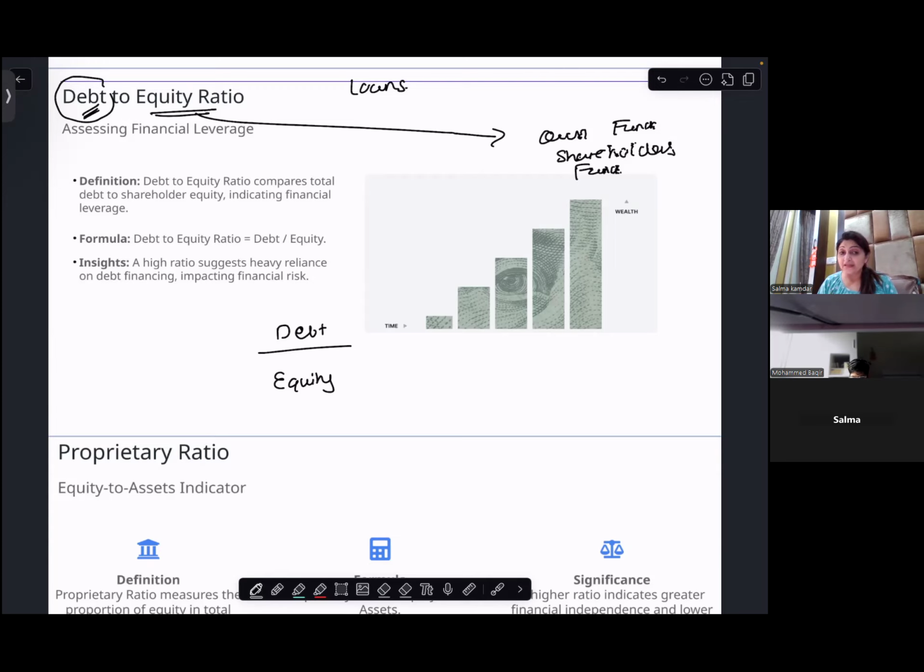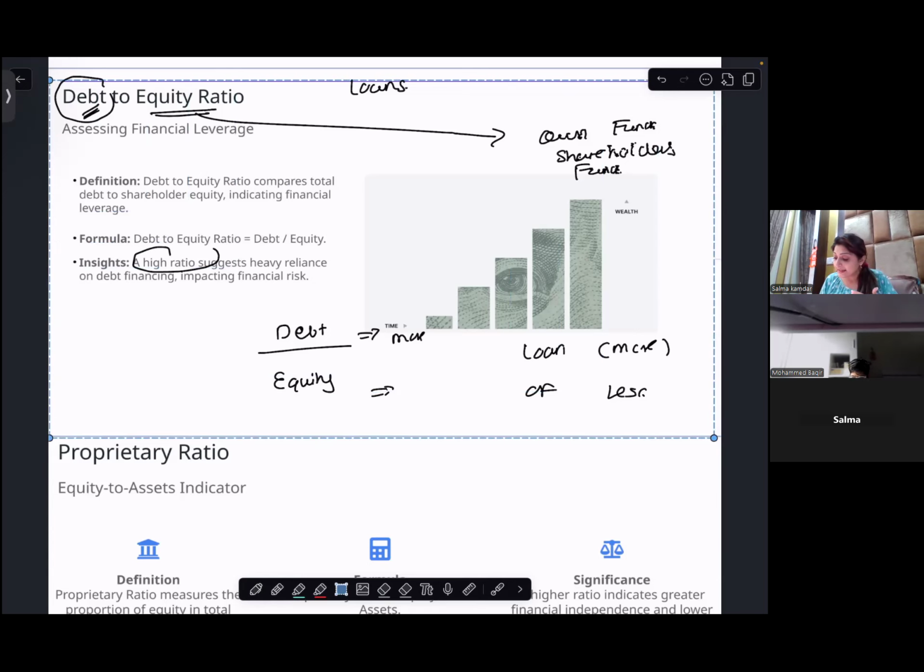So debt to equity ratio, what does it compare? It compares your total debt to your equity. That means in your company, do you have more of debt or do you have more of equity? It will show you this. If you have a higher debt to equity ratio, that means your loan is more and your own funds is less. A high ratio, the numerator is more. That means your loans are more and your own fund is less.